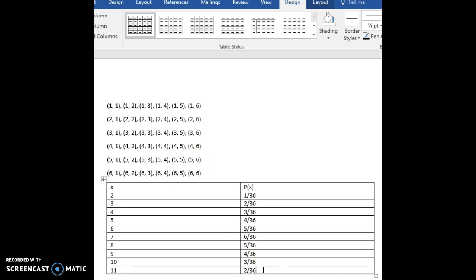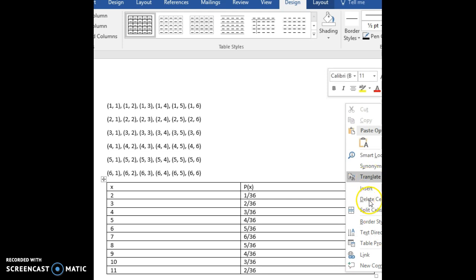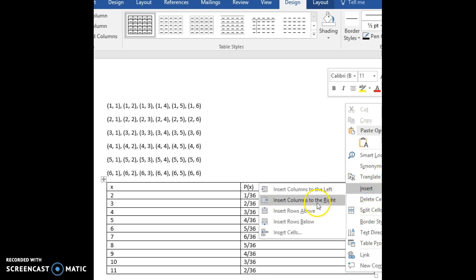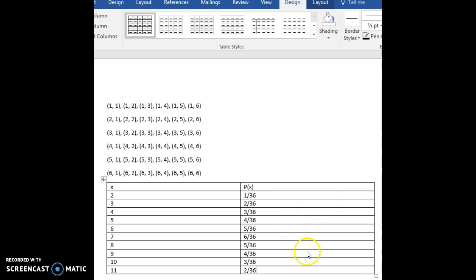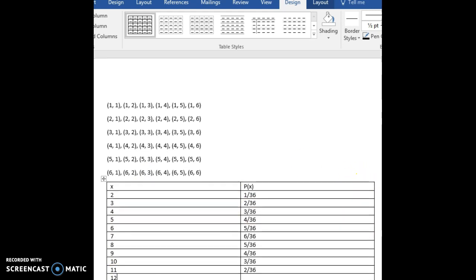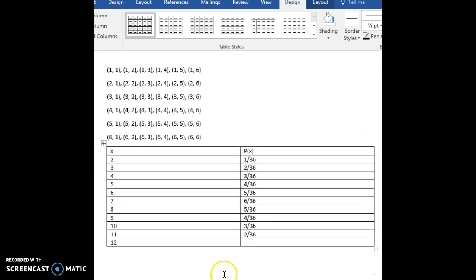And it looks like I had one too few rows. So let's see if I can just insert one more row. Insert row below. Okay, kind of hard to see on my screen here. All right, so we'll have 12. Let's see if I can, there we go. And if we look, there's only 6 and 6 that gives us 12, so that's 1 out of 36.